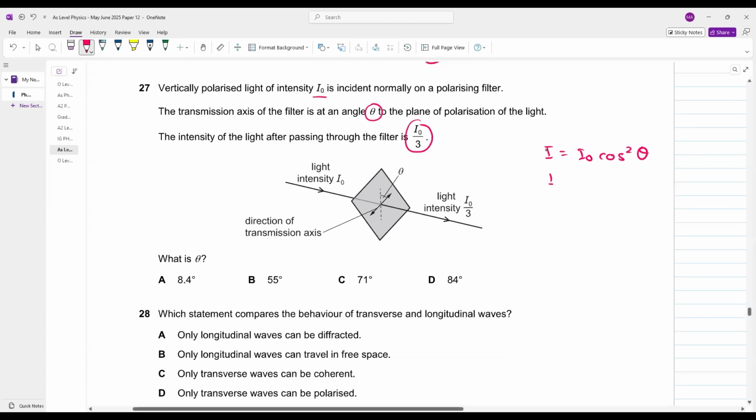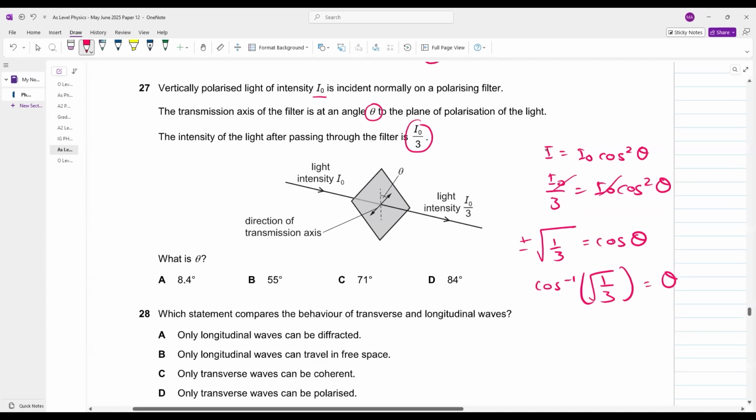What is the value of I? I naught over 3 is equal to I naught cos squared theta. I naught cancels out. Take the square root on both sides: plus or minus the square root of 1 over 3 is equal to cos theta. Take cos inverse: cos inverse of the square root of 1 over 3 is equal to theta. What does your answer come out to be? 54 or 55 degrees is your answer. B is your answer.